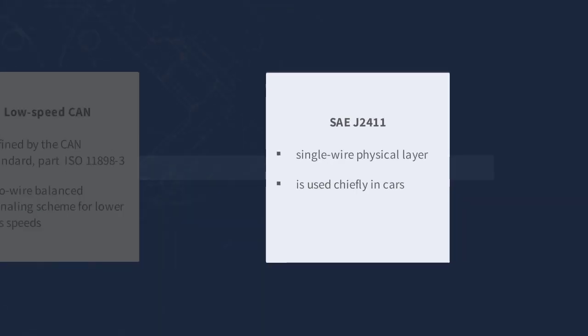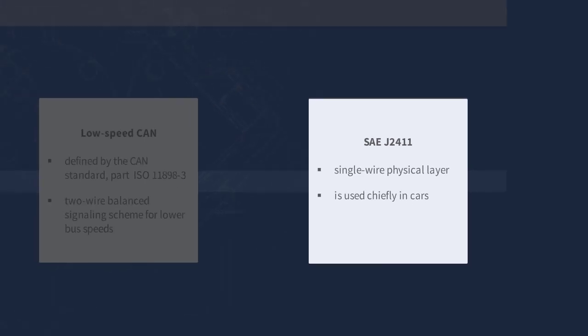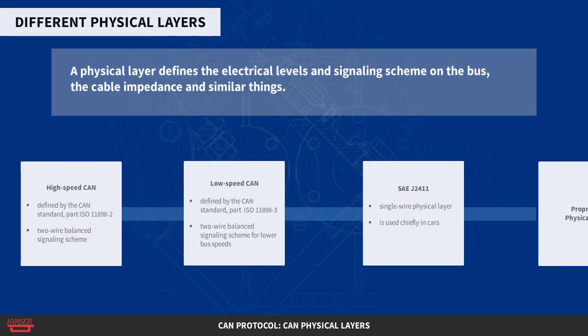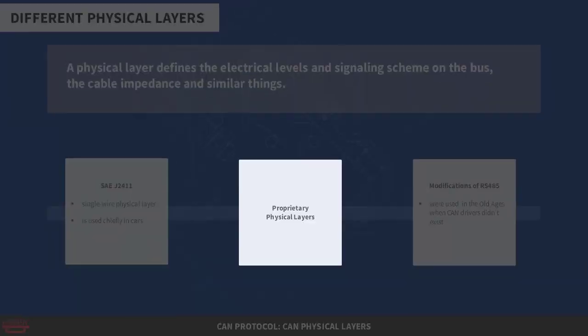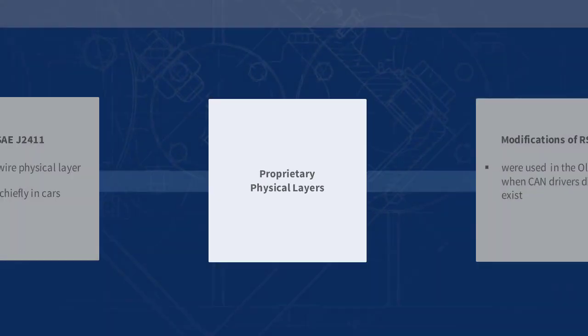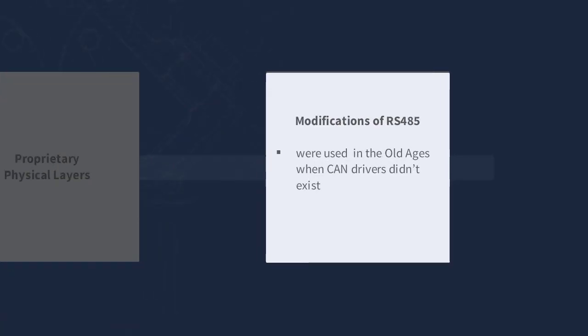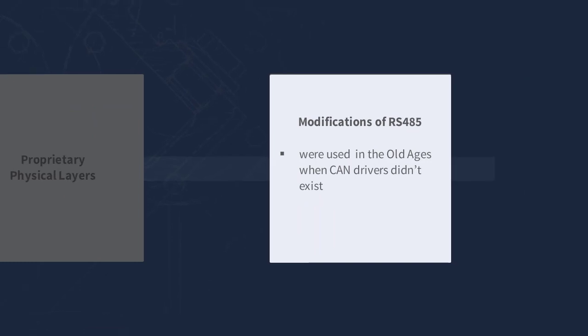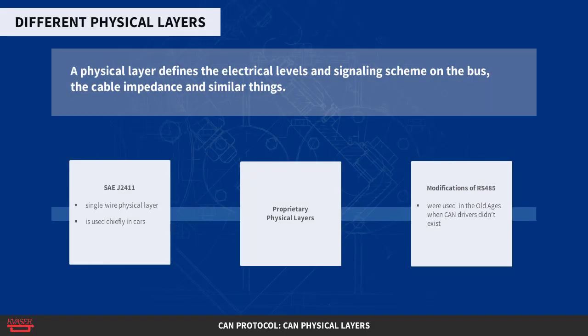SAE J2411 defines a single wire, plus ground of course, physical layer. It's used chiefly in cars, for example GM LAN. Several proprietary physical layers do exist. Modifications of RS-485 were used in the old ages when CAN drivers didn't exist. You can go to section 5 to view a number of oscilloscope pictures for those interested in the details of a message.